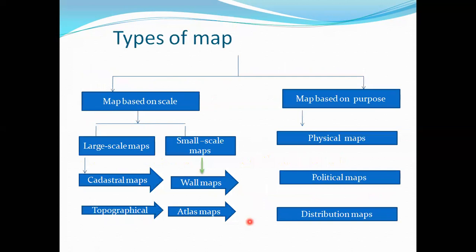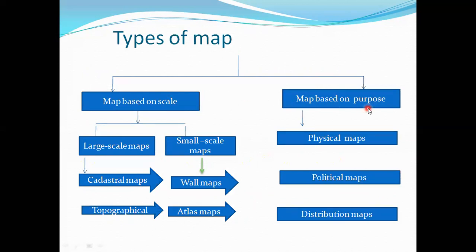And what are the types? How many types of maps are there? See, children, we divide them into two types. First one is maps based on scale. Second one, maps based on purpose. Maps are divided into two types. One is maps based on scale.